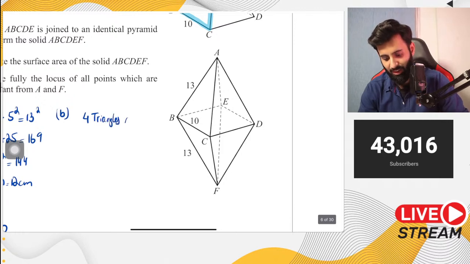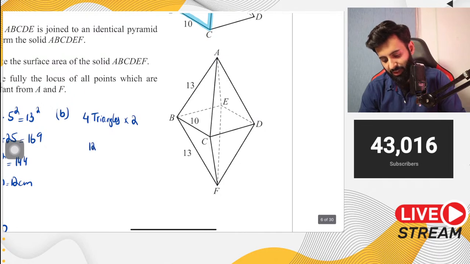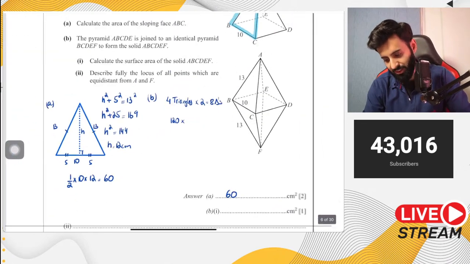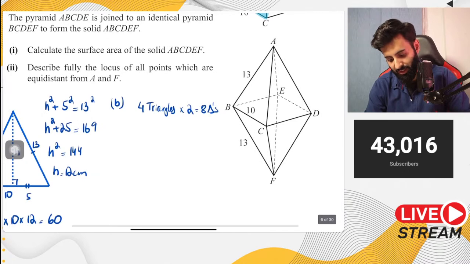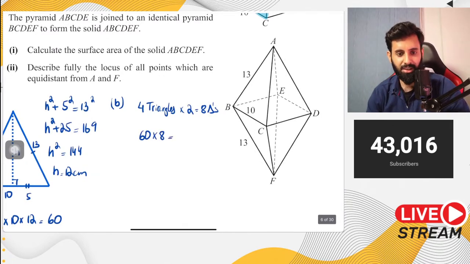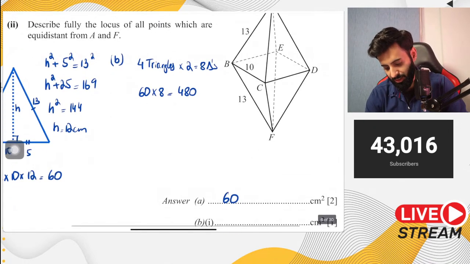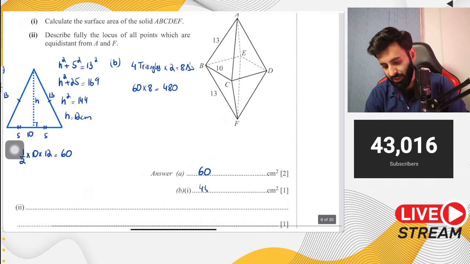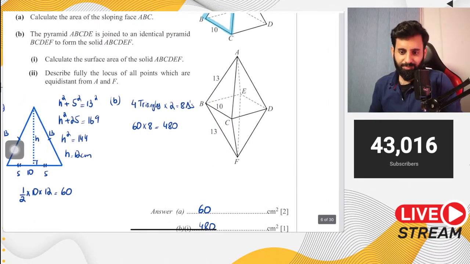Alright. Ab ek triangle ka area hum nikal chuke. That's 120. So altogether, we'll have 8 triangles. Theek hai. So 120 is, 120 nahi, in fact 60 hai, sorry. So 60 ko hum kisse multiply kar denge? 60 ko multiply kar denge 8, theek hai. So what's 60 times 8? 60 times 8 is equal to 480. So there you go, 480 centimeters square. And that's it, that's your answer.